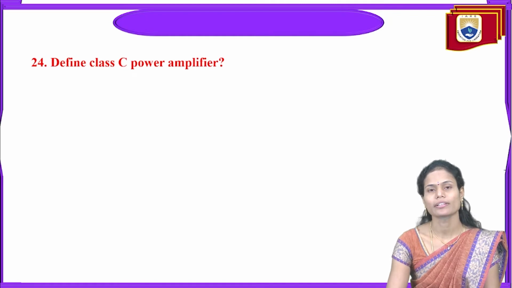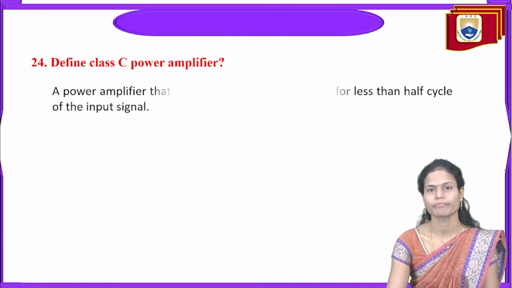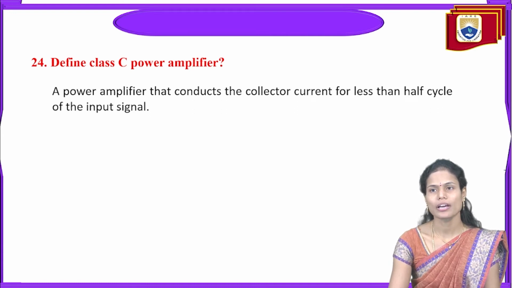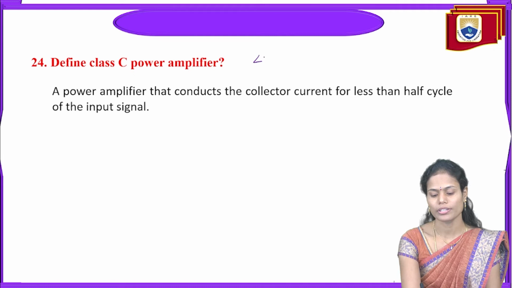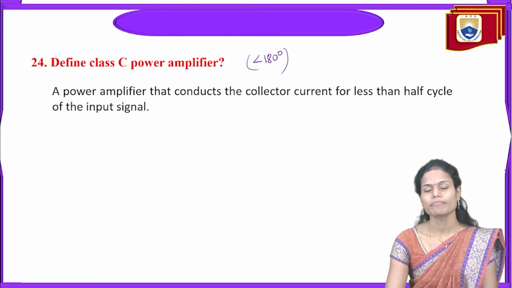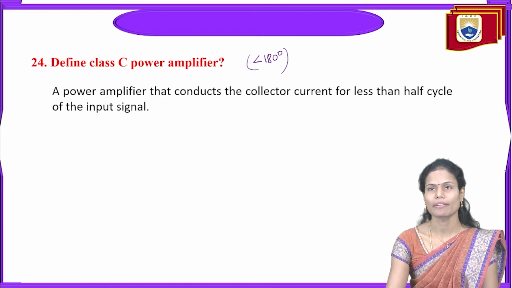And next, define class C power amplifier. A power amplifier that conducts the collector current for less than half cycle of the input signal. That is nothing but if it is going to utilize less than 180 degrees of the input signal for the amplification, that particular amplifier we can call the class C power amplifier.